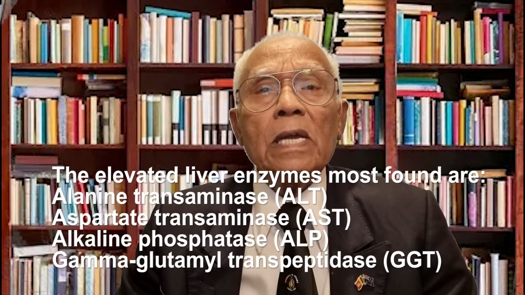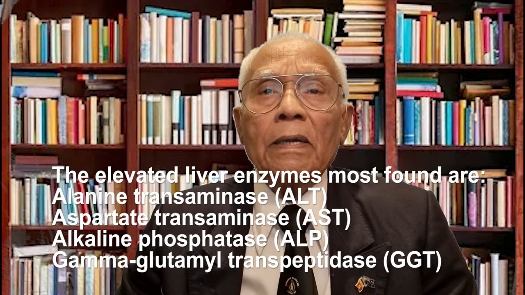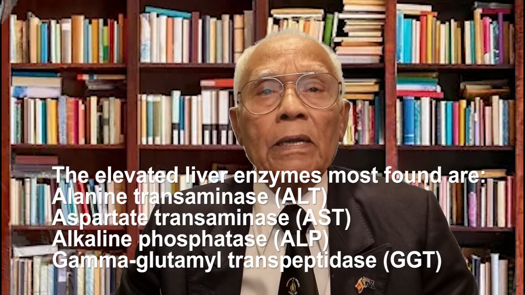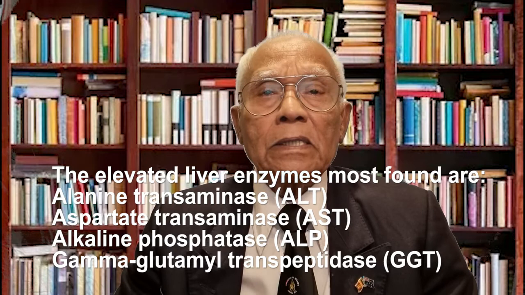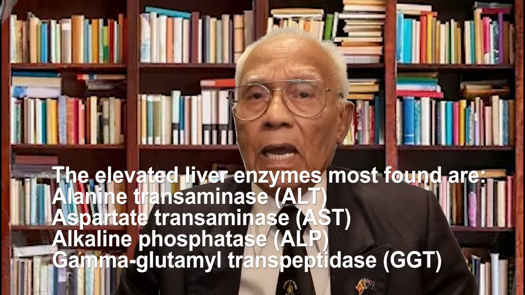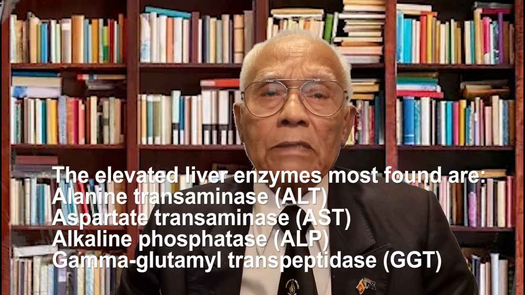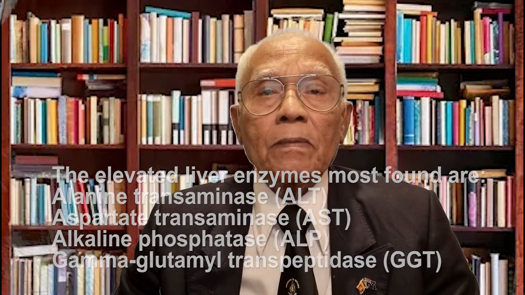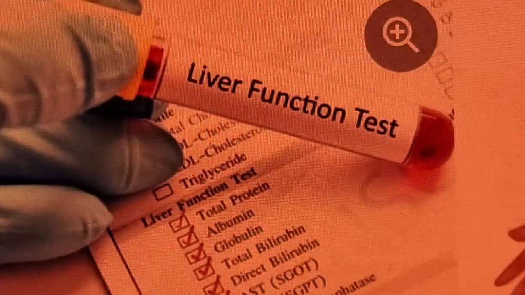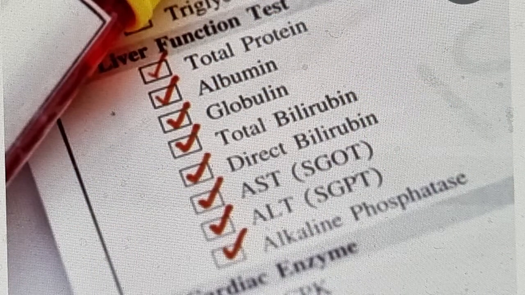The elevated liver enzymes most found are alanine transaminase or ALT, aspartate transaminase or AST, alkaline phosphatase or ALP, and gamma-glutamyl transpeptidase or GGT. Elevated liver enzymes might be discovered during routine blood testing. In most cases, liver enzyme levels are only mildly and temporarily elevated. Most of the time, elevated liver enzymes don't signal a chronic serious liver problem.